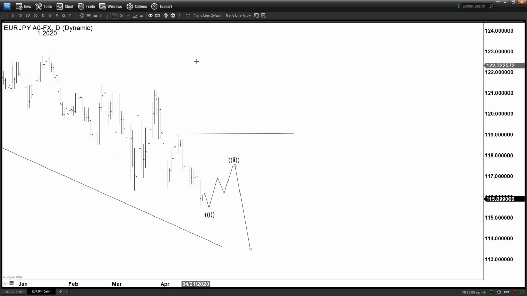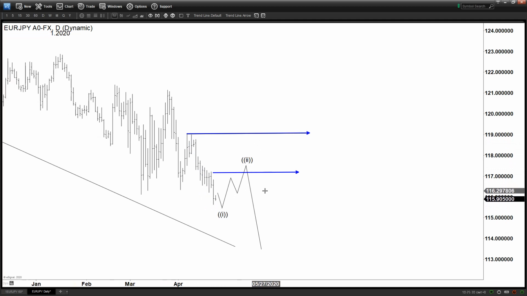Okay, so I think the bottom line is the bias is clear in the Euro Yen. This is the most aggressive pivot, and the alternate is that we are correcting this cycle instead. Now if we are correcting this cycle, we're going to get a bigger bounce, but it still doesn't change the idea that the bias remains to the downside.